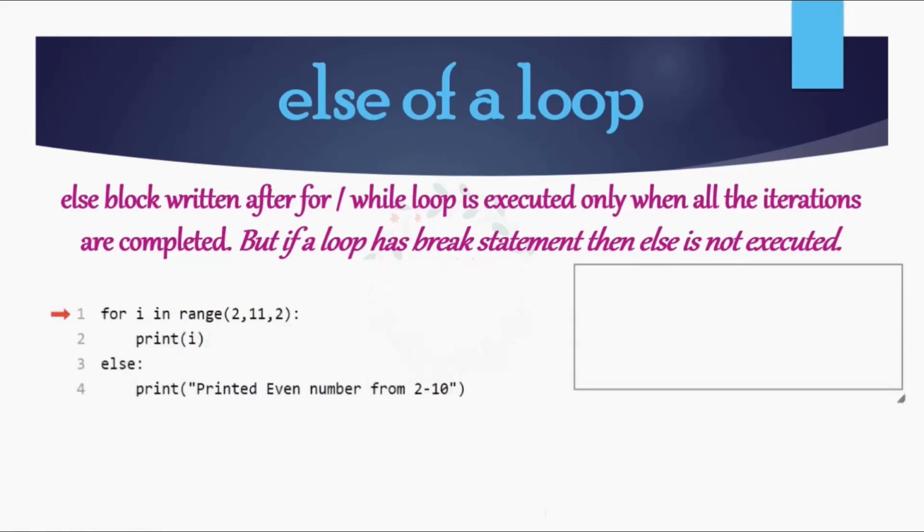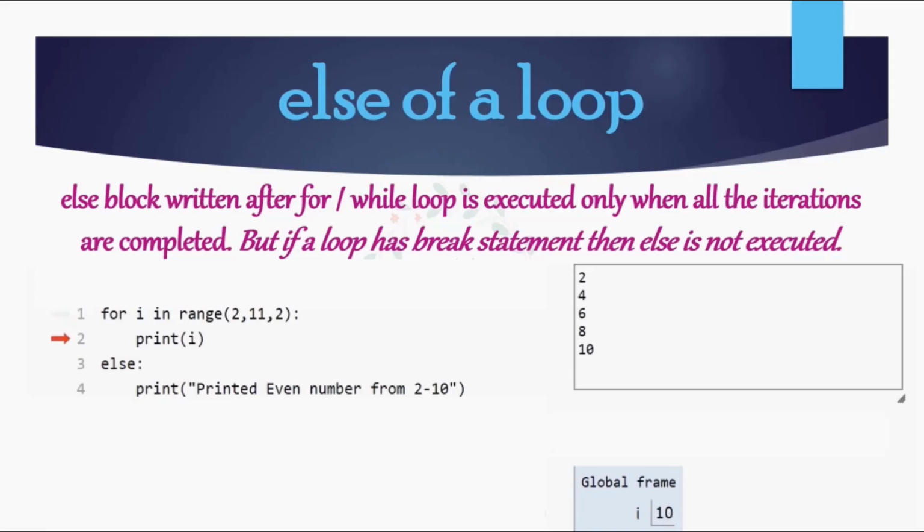Have a look at this code to understand the working of else part of the loop. In this code, the loop prints even numbers from number 2 to number 10. The variable i gets the value 2 for the first time, which is printed on the screen. Then the task is repeated till the variable i gets value 10. You can see on the right hand side that the numbers are printed one by one.